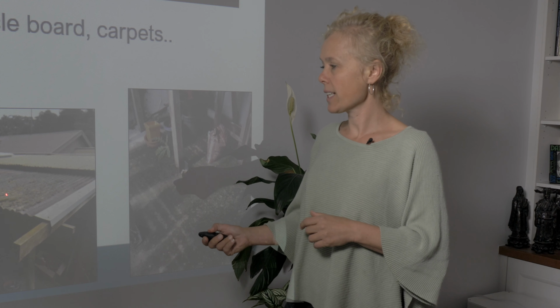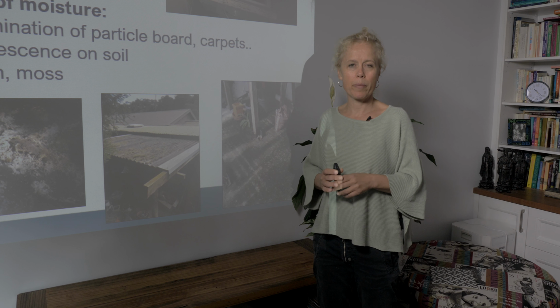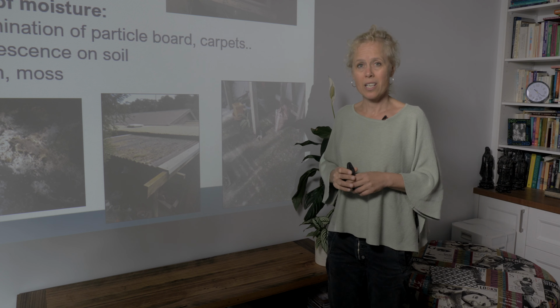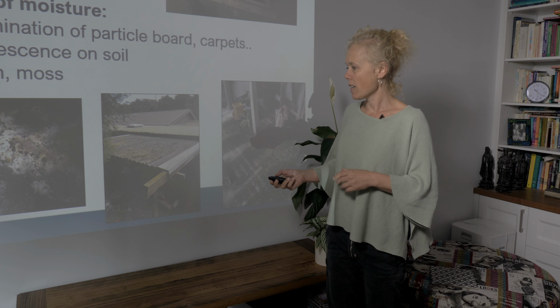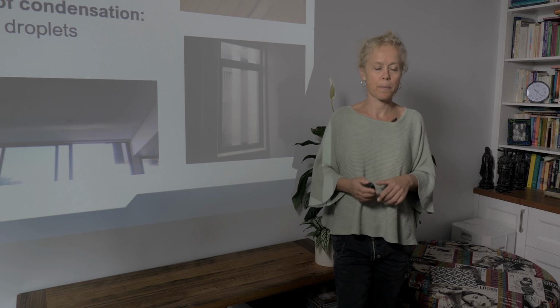Here you can see lichen on the roof, so there's enough moisture on the roof that's supporting plant growth. And of course, if you see moss and other things around the ground near the house, that's a problem because it needs sustained moisture to support that growth. So that's important to highlight and take pictures of that in your visual inspection.